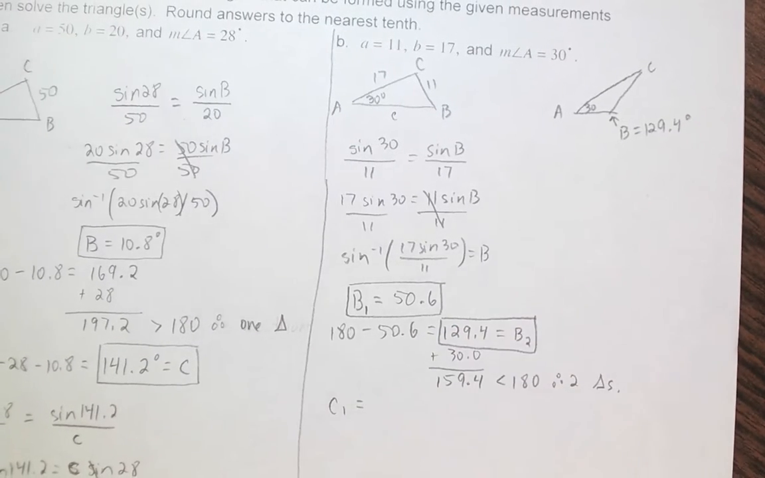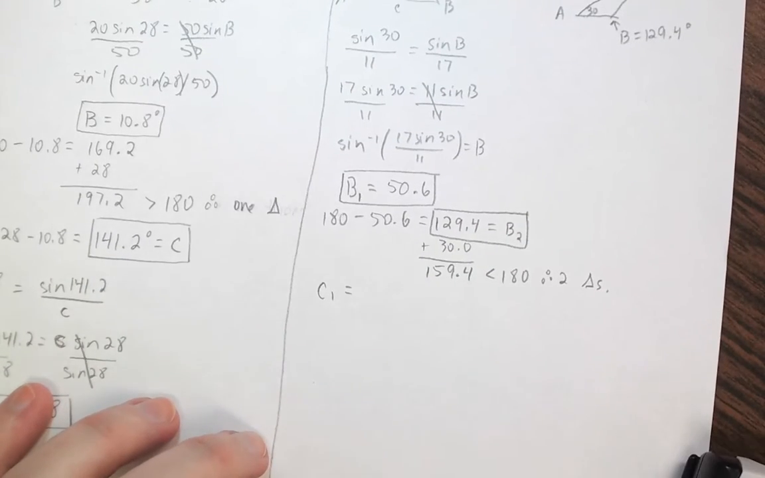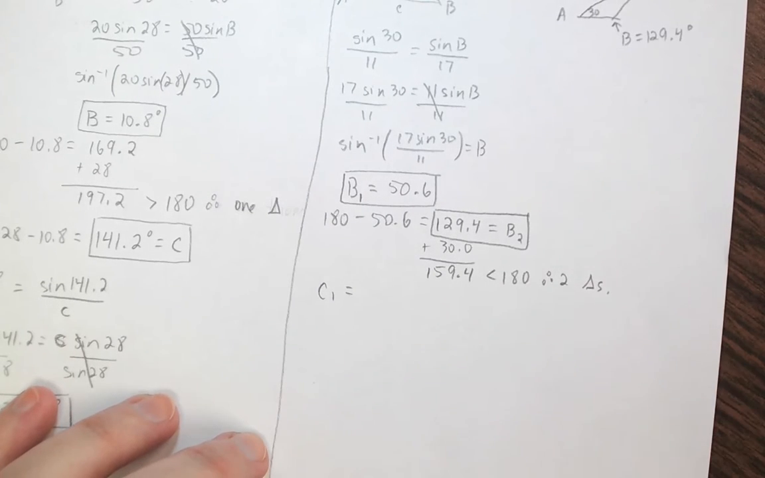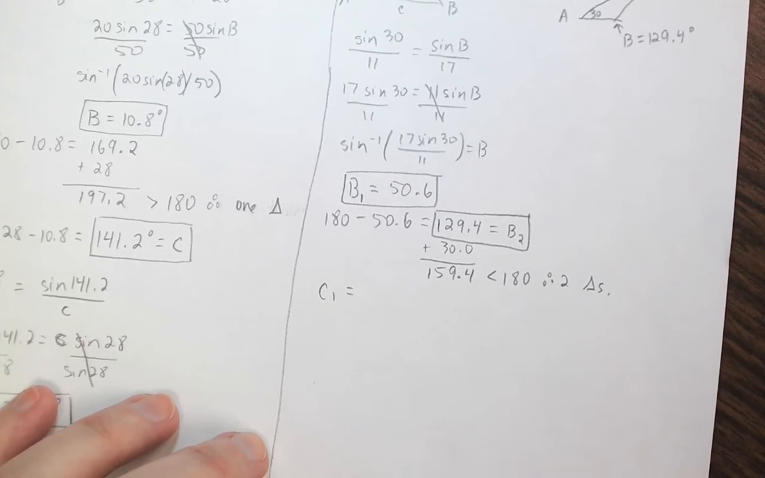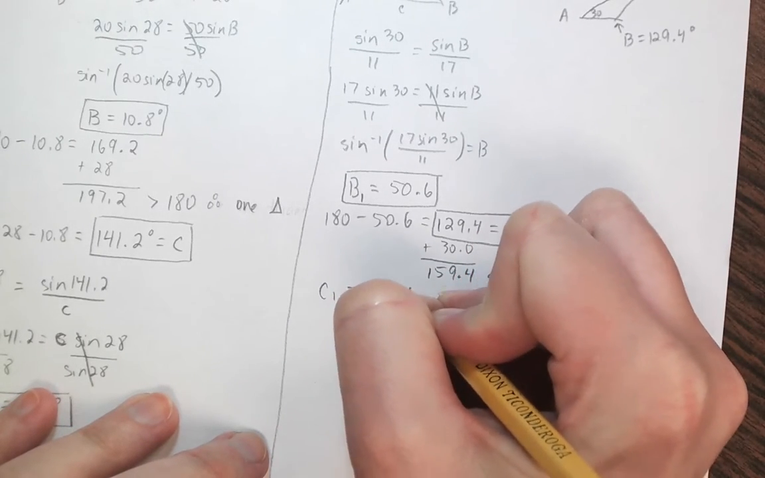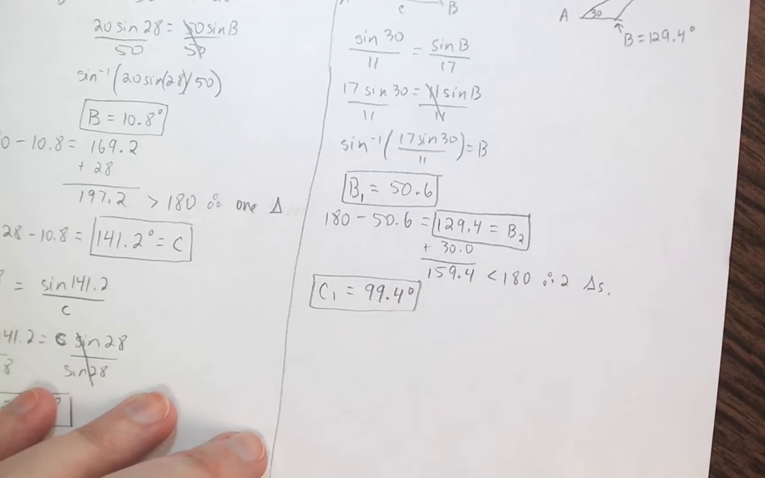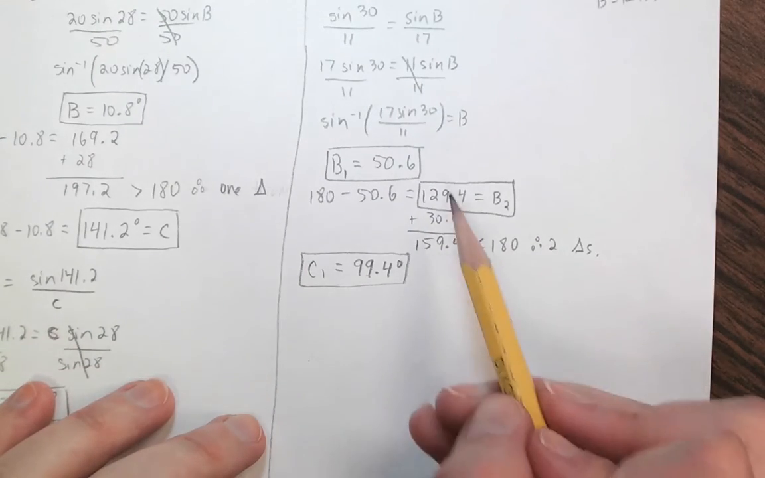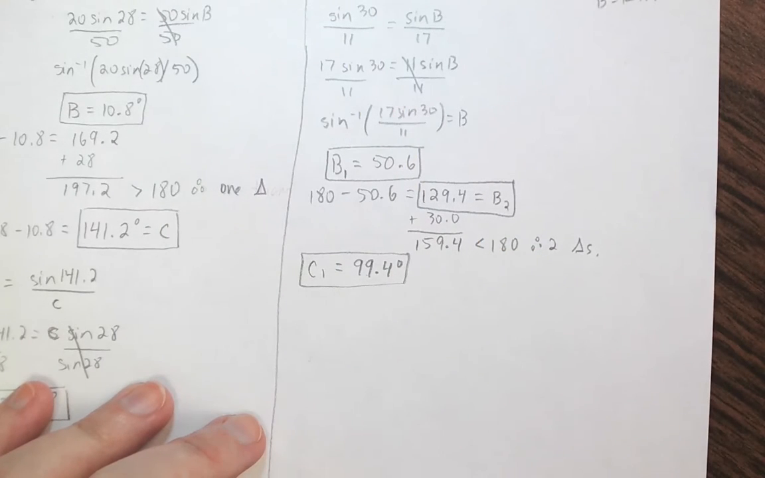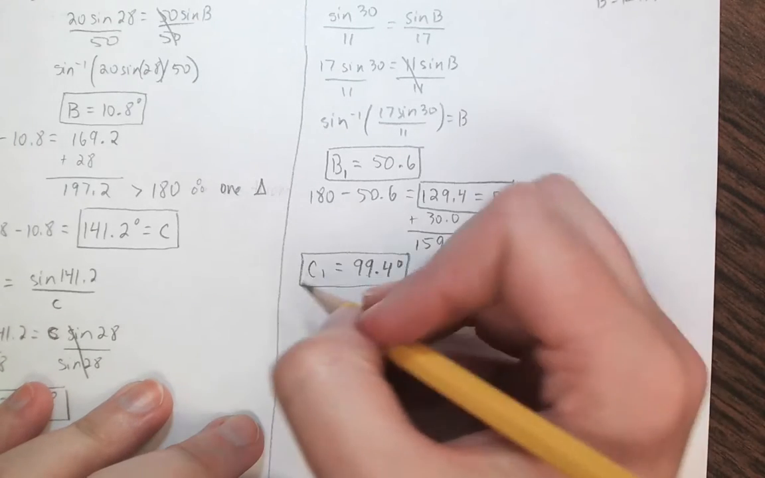So C1, I'm going to just do 180 minus my 30 minus the 50.6. And that gives me 99.4. So that's my first possible C angle. My second possible C angle, I'm going to use this now. So now I'm going to do 180 minus the 30 minus that. And that gives me 20.6.